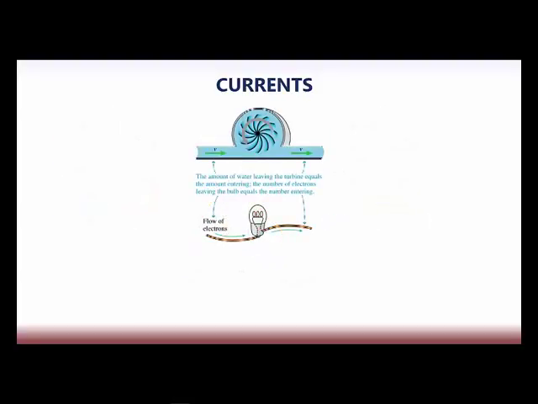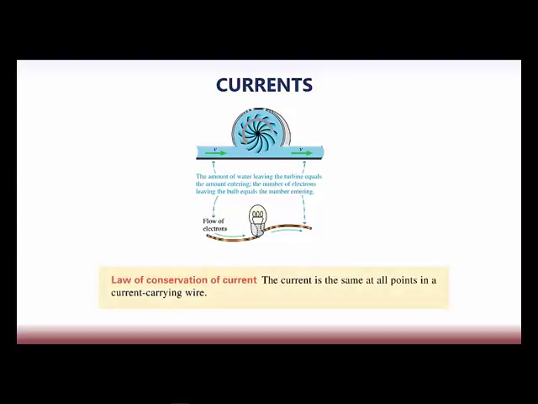Your book gives a great analogy of water moving through a pipe and the flow of electrons moving through a wire. Now, just as water wouldn't be used up as it spins a turbine going through a pipe, electrons aren't used up just because they are causing a light bulb to light, or deflecting a needle, or running a toaster. That leads us to the law of conservation of current. The current is the same at all points in a current-carrying wire.